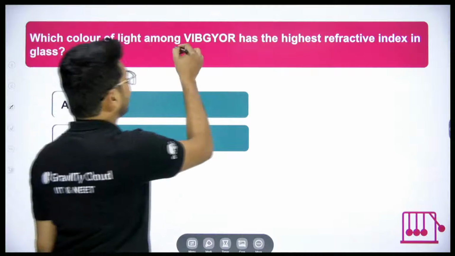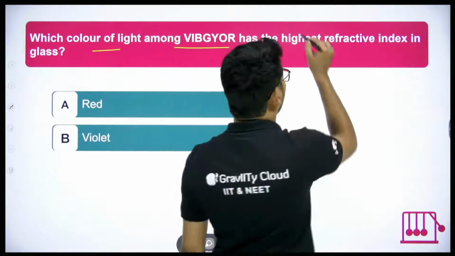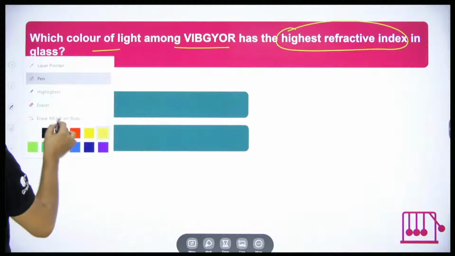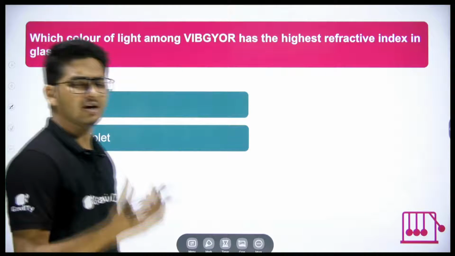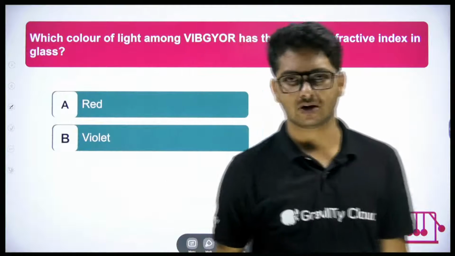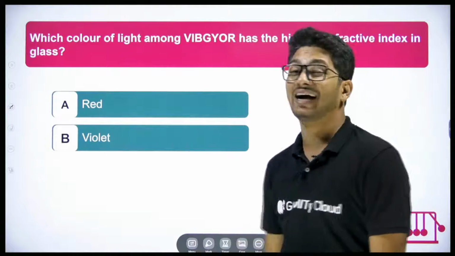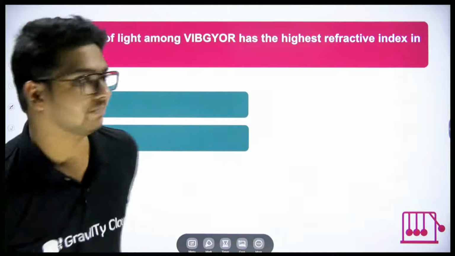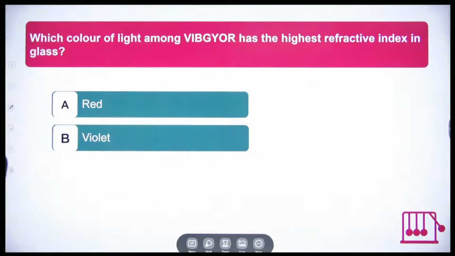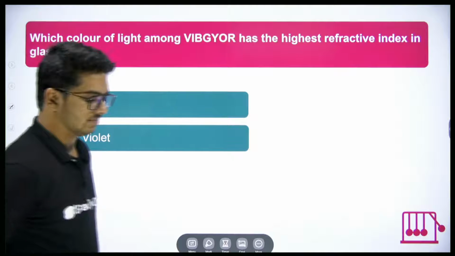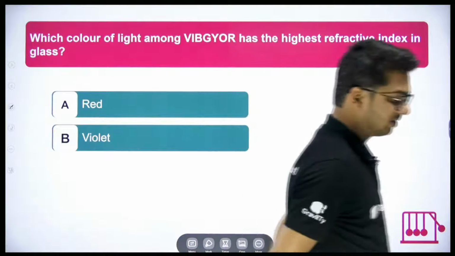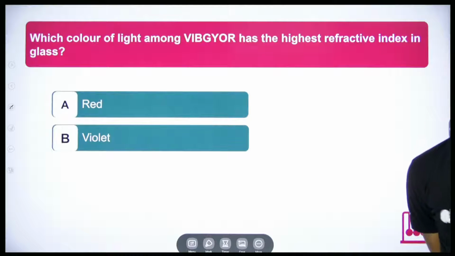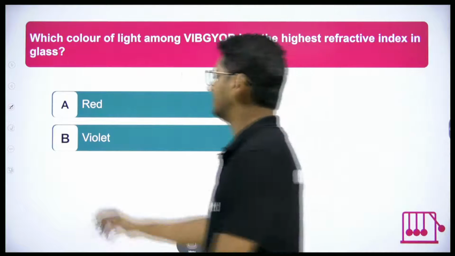Which color of light among VIBGYOR again has the highest refractive index in glass? Because when we talk about a prism, we generally talk about glass. So which of them has the highest refractive index in glass? You can again take the example of a prism and try answering this. Which of them has the highest refractive index? And the answer is violet.